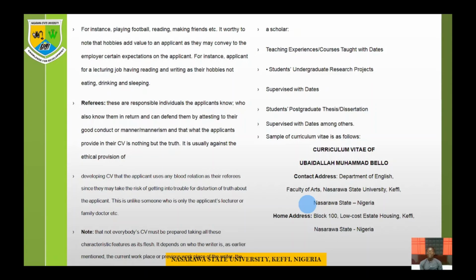And you have to know that not everybody's CV must be prepared and must take all these characteristic features at its fullest.